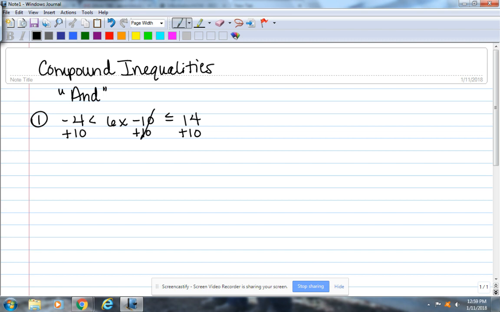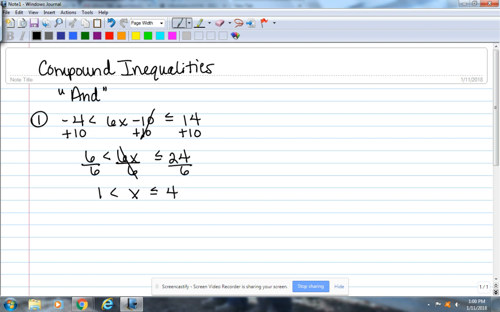Then on the left side, we have -4 plus 10, and that equals 6, is less than. In the center of the compound inequality, we have 6x left now, and we have that less than or equal to 14 plus 10, which is 24. Again, we want to get the x in the center by itself. So we will divide everything by 6. 6 divided by 6 is 1. So 1 is less than x is less than or equal to 4.